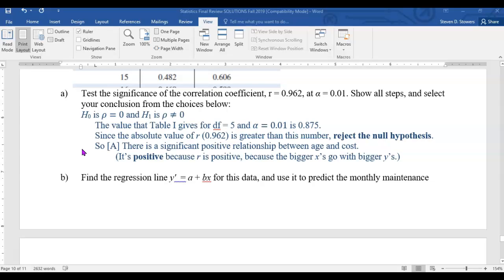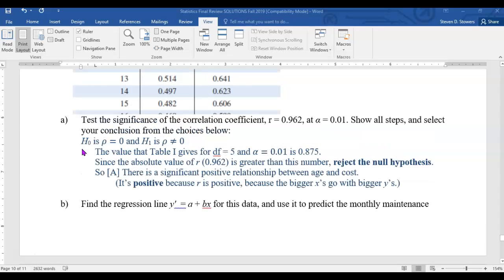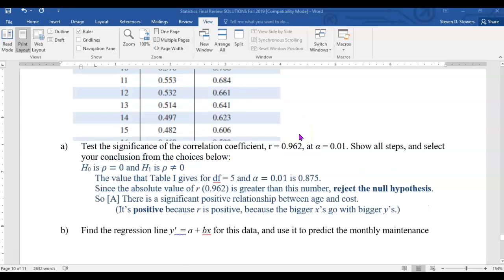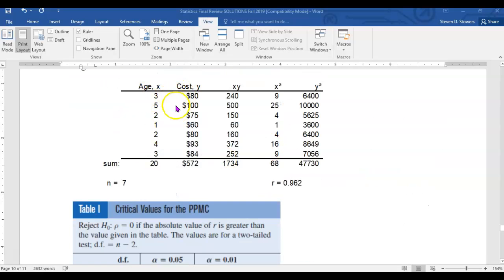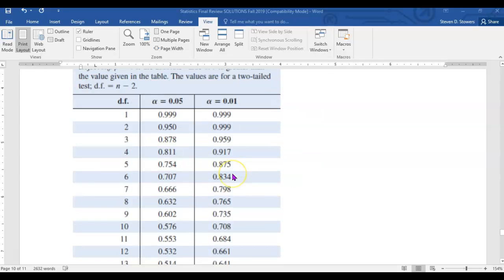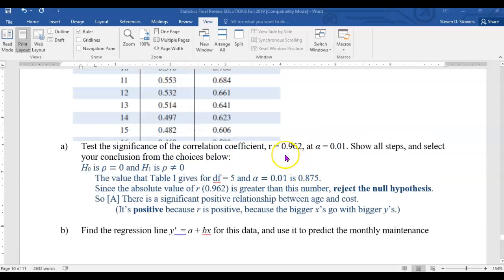And when we do reject the null hypothesis, that means there is enough evidence to conclude something. In this case, to say that there is a significant positive relationship between age and cost. How do we know it's positive? Well, because R is a positive number. And that turned out to happen because in our data points, the bigger X's went with the bigger Y's and the smaller X's went with the smaller Y's. But in general, R is positive when you have a positive relationship, negative when you have a negative relationship.